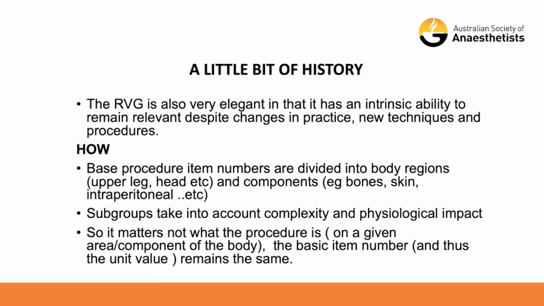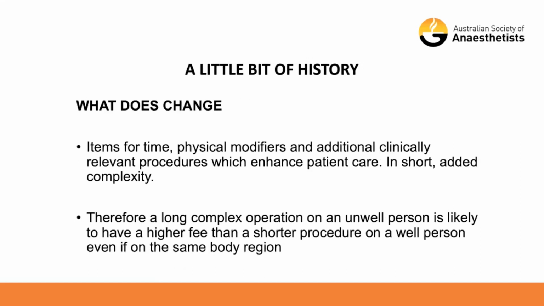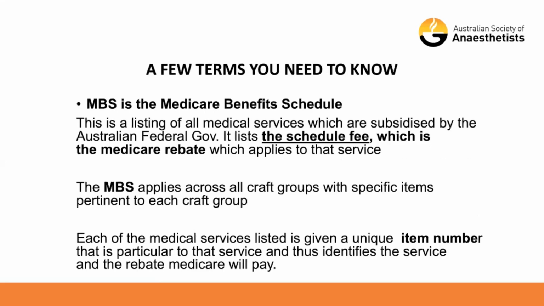So it matters not what the procedure is on a given area or component of that area. The basic item number and thus the unit value remains the same. But what does change are the items for time, for physical modifiers, for additional clinically relevant procedures which enhance patient care. And in short, added complexity changes the number of items that can be billed for. So therefore, a long and complex procedure on an unwell person is likely to have a higher fee than a shorter procedure on a well person, even if that procedure is the same and on the same body region.